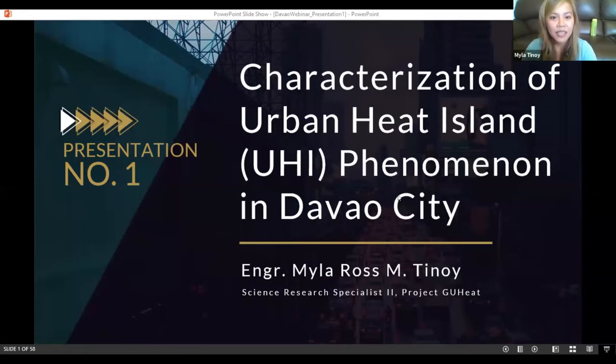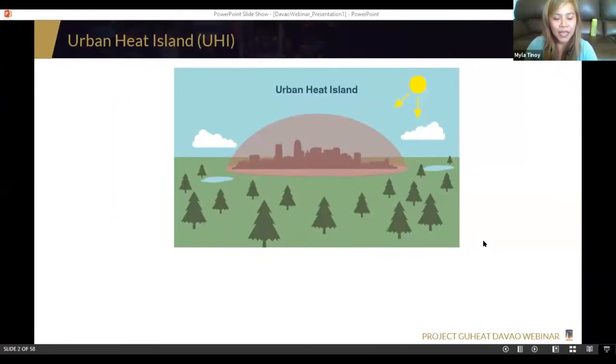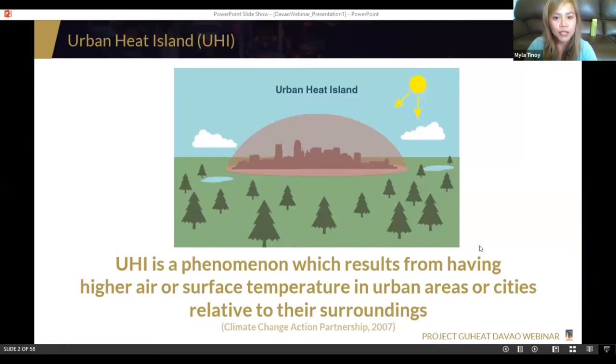So I am Miles, and my main objective today is to give you highlights on what we discovered in our study on geospatial assessment of the urban heat island in Davao City. So what we are looking at is a simple illustration of urban heat island, or UHI. UHI occurs when a city experiences much warmer temperatures than nearby rural areas, just like in Davao City.